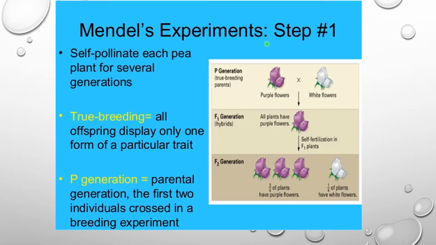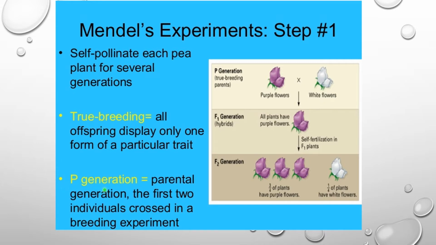Now, step 1 of Mendel's experiment: self-pollinate each pea plant for several generations. That means true breeding, or pure lines, were obtained by self-pollination. In true breeding, all offspring displayed only one form of a particular trait. Whatever offspring were obtained were all the same, all constant. So they were true breeding.